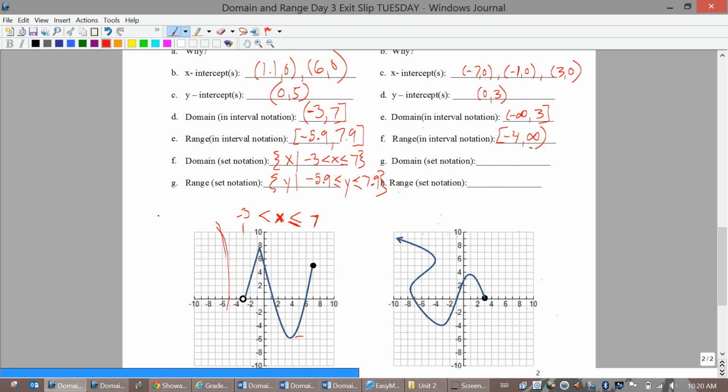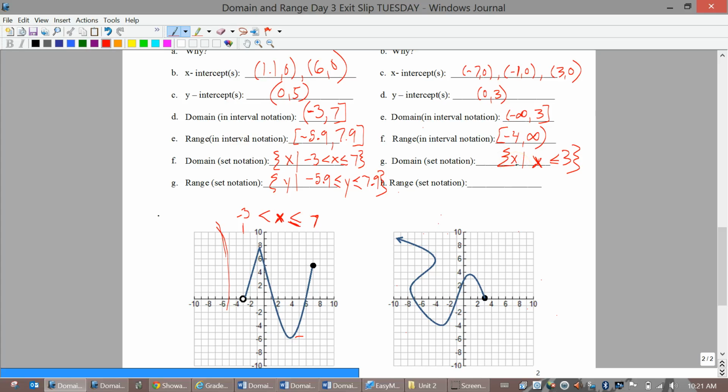Domain in set notation. What values can x be in this picture? Well, it goes forever to the left. Furthest right was 3. So it's everything to the left of 3, including 3, right? Left, that's less than. Every x value lower than 3. So x is less than and including 3. With me on that? That's the hardest part of it. The rest is just memorizing how to write it fancy.